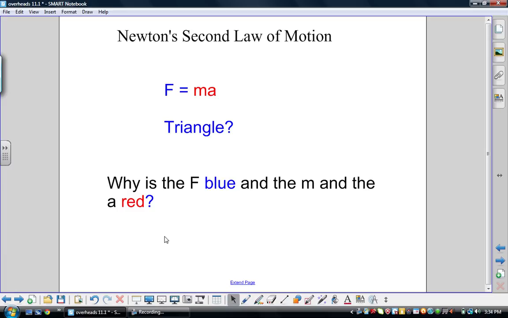Situations where you see Newton's second law of motion always involve two objects. The force is coming from one object, and the mass and the acceleration refer to the other object. So if we know the mass of a soccer ball and we know its acceleration when it gets kicked, we can calculate how strong the force was that kicked the ball.